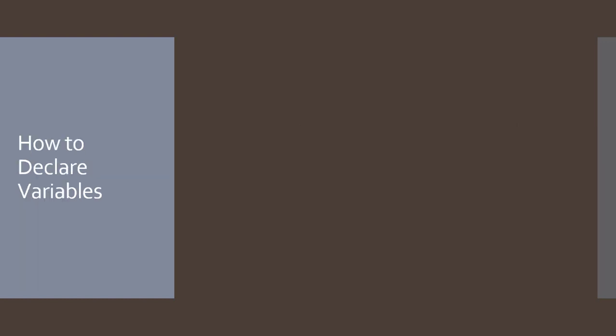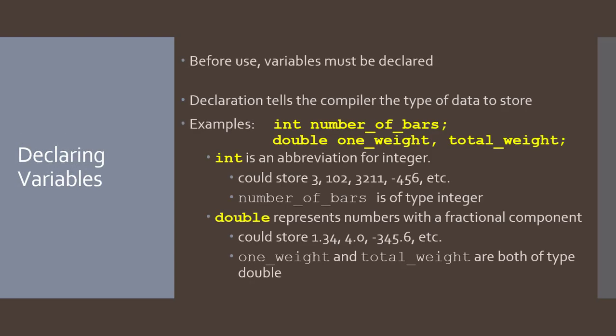How do we declare variables? You can't use a variable. You can't use anything that hasn't been declared. So the first thing we do in every program we write is we tell the computer what things it has to keep track of, and that's called declaring our variables.